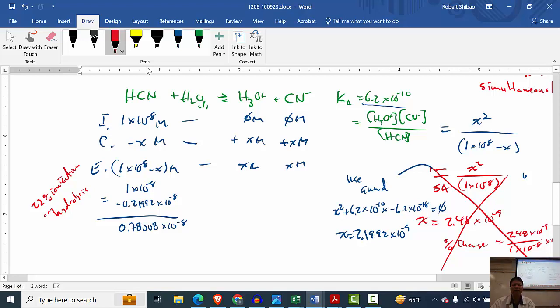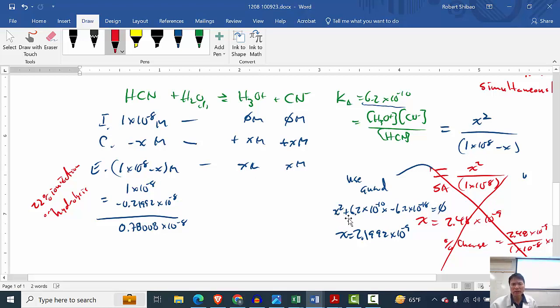It seems a little high. I better double check my calculation. It seems a little bit high because this acid's fairly weak. This acid is 10 to the minus 10. And I'm getting 22% hydrolysis, which seems a bit high for how weak the acid appears to be. So let me double check my quadratic here.